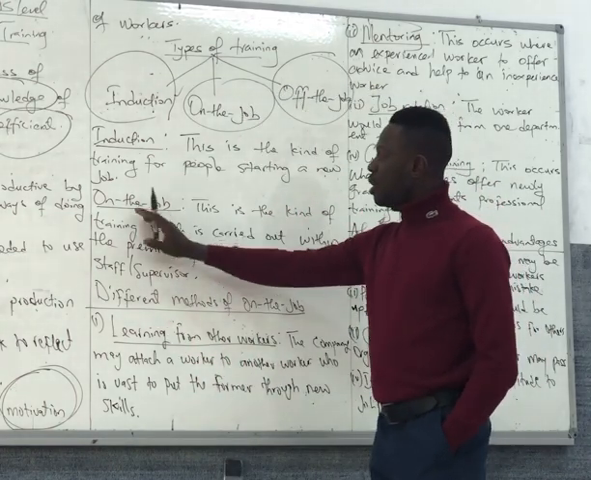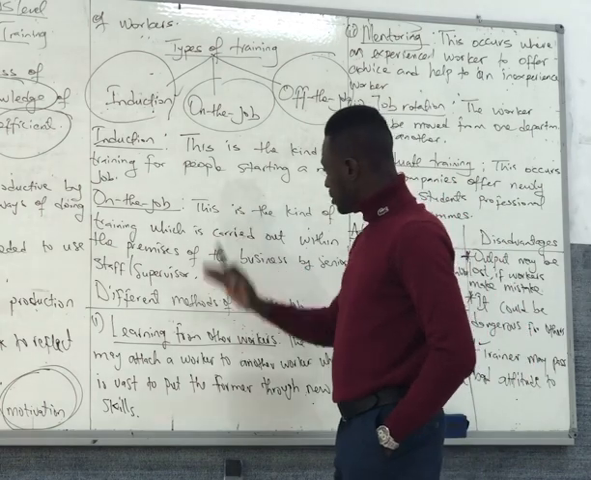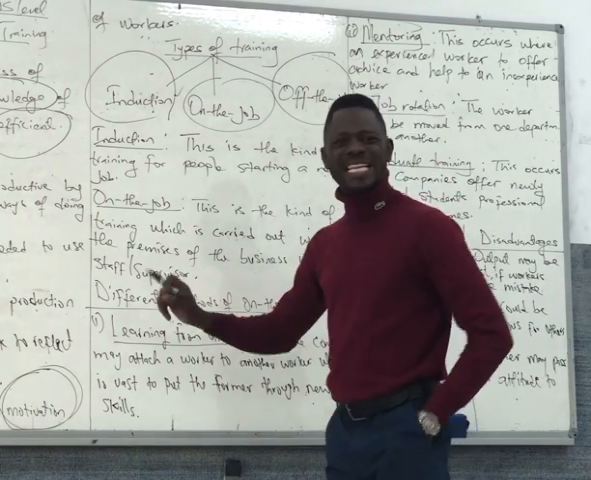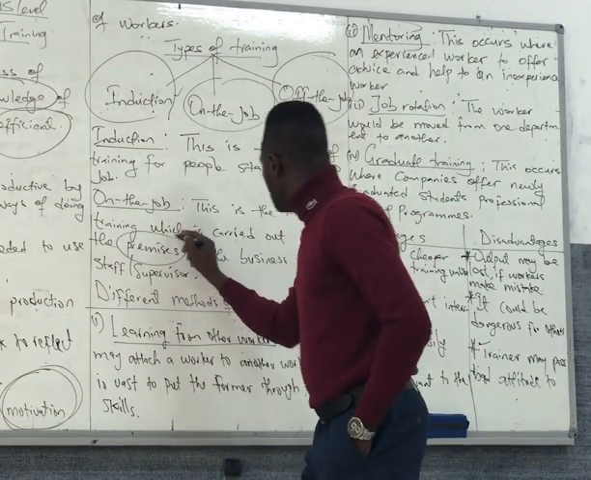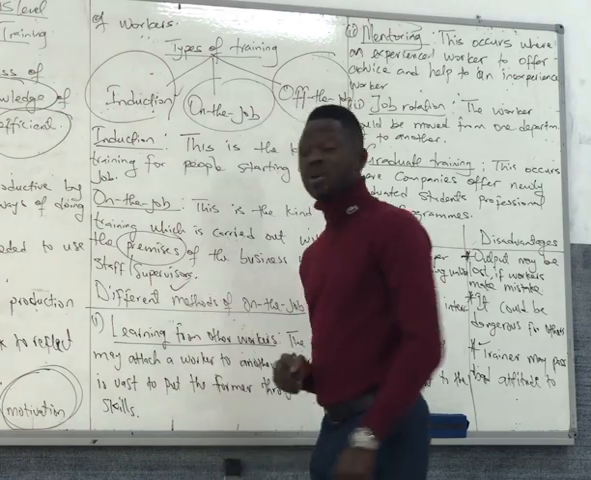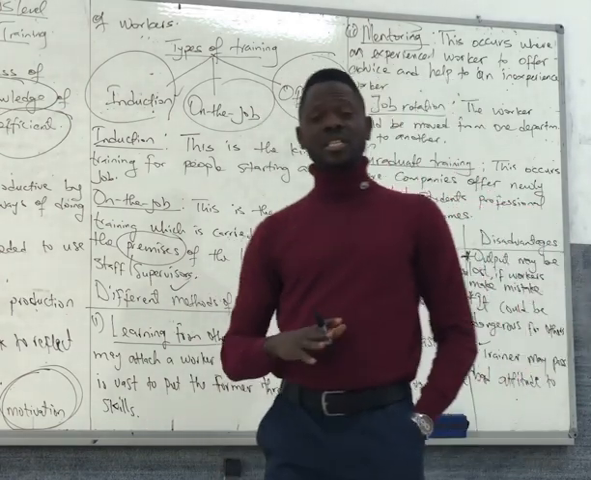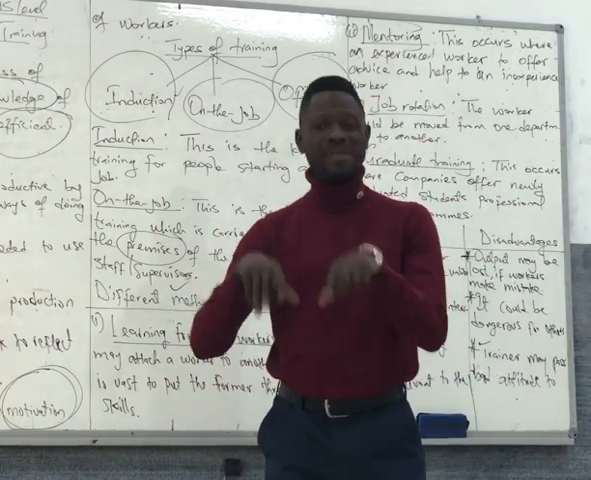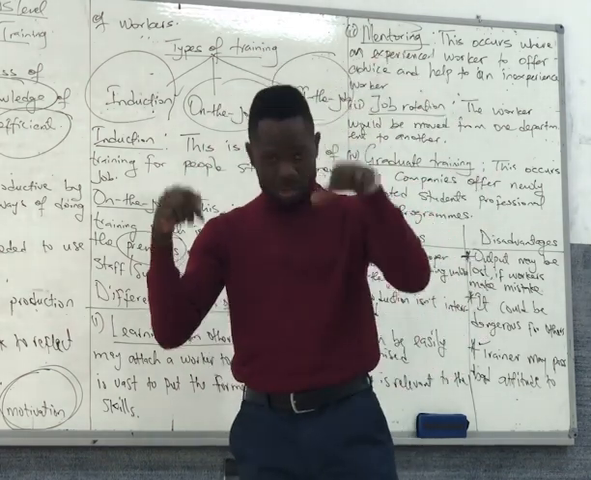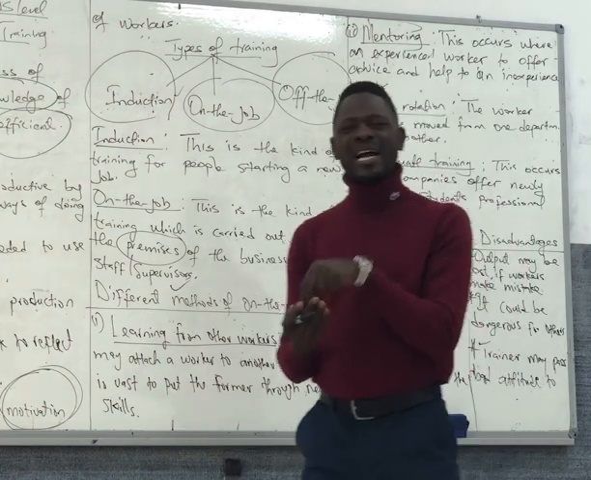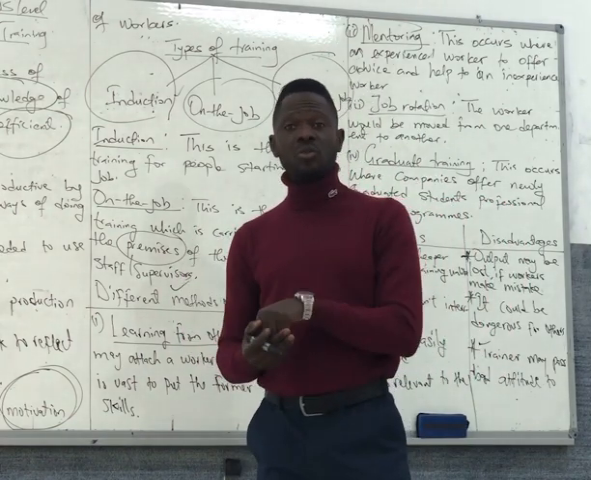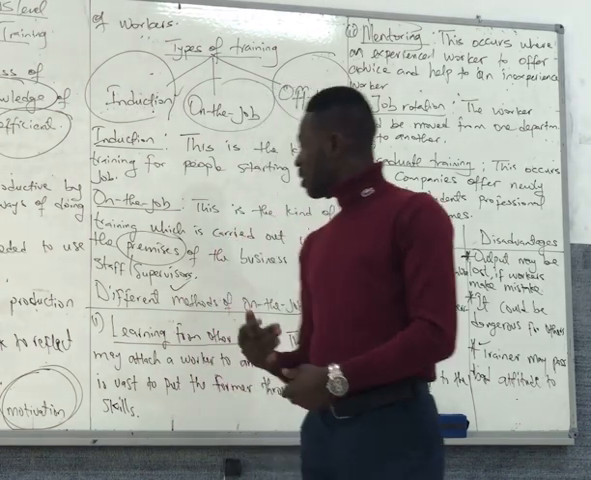The second one is on-the-job training. This is the kind of training which is carried out within the premises of the business by senior staff or supervisors. This training takes place within the business itself, in the company. So who are those that carry out such training? It could be done through co-workers, or through senior supervisors or managers.